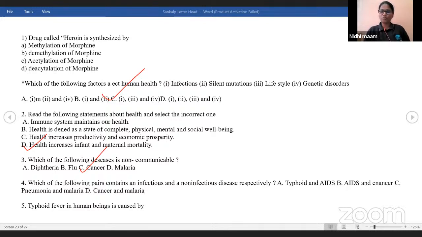Sita is here, Prithvi is here, Vinushri is here. What is your answer on this? Fourth question. Which of the following pair contains an infectious and non-infectious disease respectively? Sita answered it. Option D, cancer and malaria.